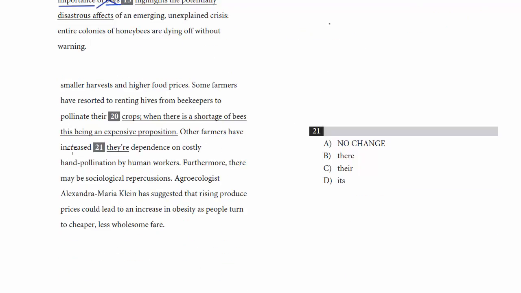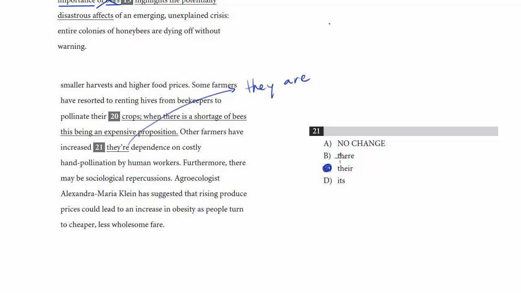Number 21. Other farmers have increased their dependence on costly hand pollination by human workers. So here, this "there" is the wrong "there." You can look in the choices and see that two of them are the other "there." "They're" with an apostrophe is short for "they are." And that's not what we want. We want the possessive form, which is choice C, "their."